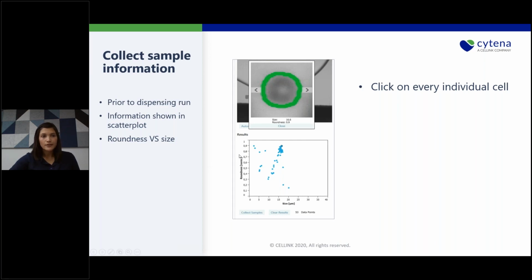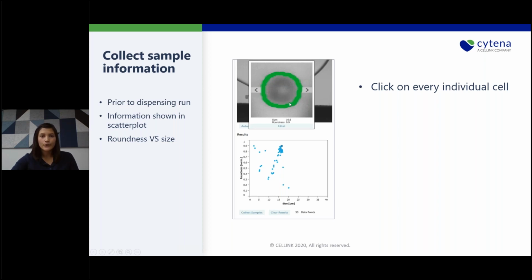So this is prior to the dispensing run. Just collect samples on this button here, and then the information will be given in the scatter plot. So the scatter plot shows roundness versus size, and each dot stands for a cell, and you can also click on each individual cell, and then it will be magnified.